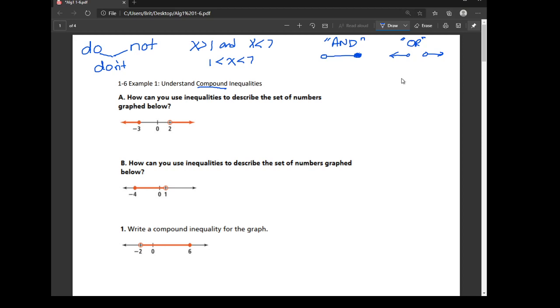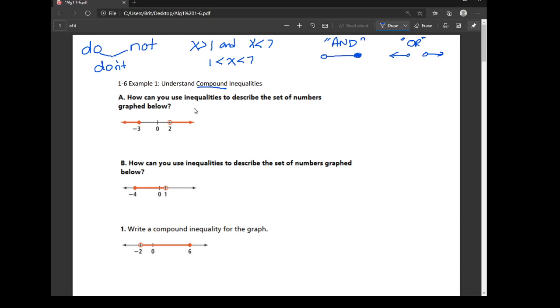Sometimes you might see it grouped up like this, but usually for or inequalities, they'll have it more like this, where they have two inequalities separated by the word or. They don't tend to compound it in the same way with making a single number sentence. But if they do, they just flip the directions of the inequality symbols. So let's take a look.